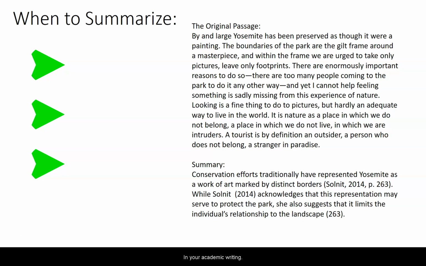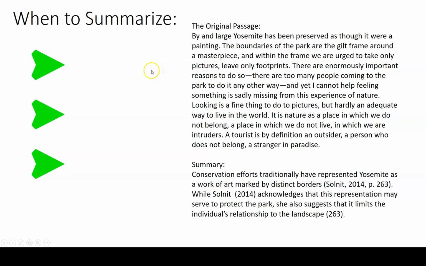In your academic writing, you want to keep the emphasis on your ideas and your language. You will use your own words to summarize sources and explain your points. When you summarize a source, you express another writer's ideas in your own words, condensing the author's key points and using fewer words than the author. Notice here how long the original passage is, and the summary is maybe a third of the length of the original passage.